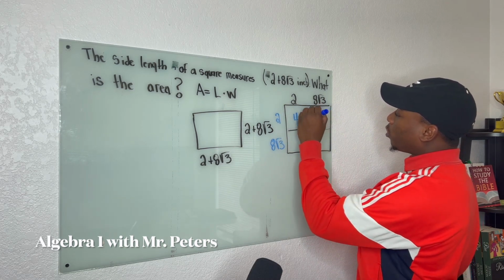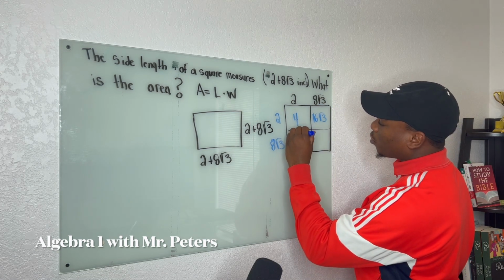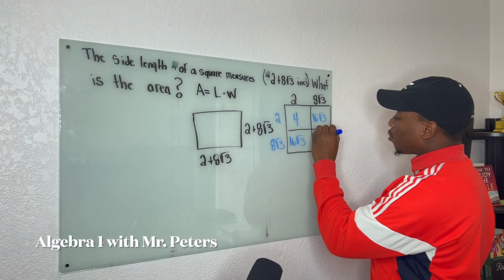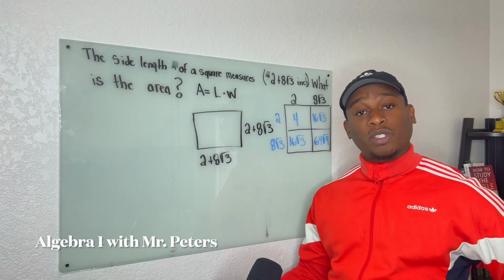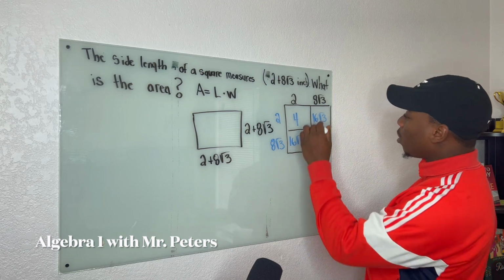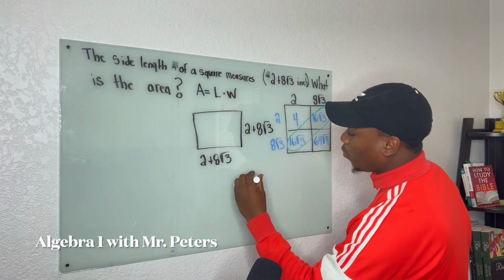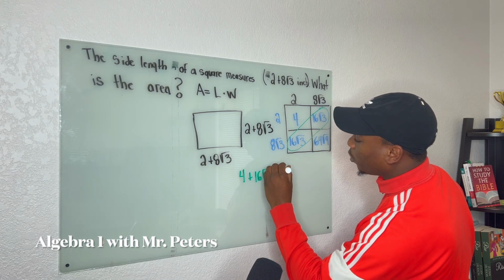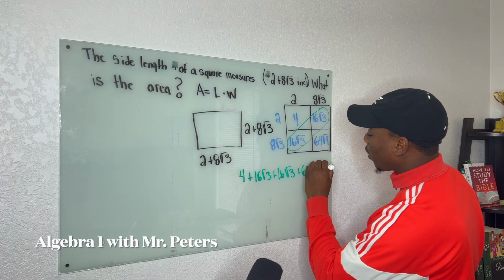We should get 4, 16 radical 3, 16 radical 3, and then we're going to get 64 radical 9. So after going through, guys, and multiplying, we distributed. Now we're going to try to clean this problem up by combining our like terms. So far we have 4 plus 16 radical 3 plus 16 radical 3 plus 64 radical 9.